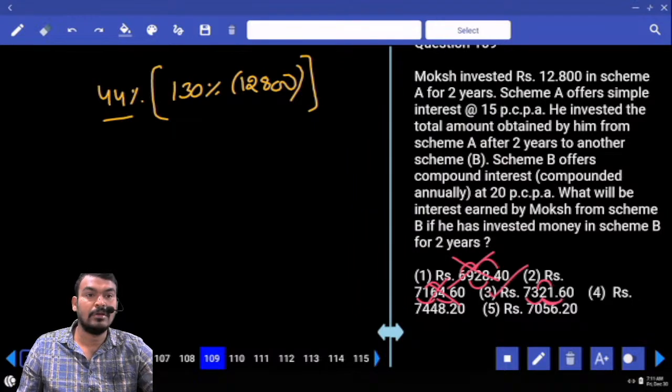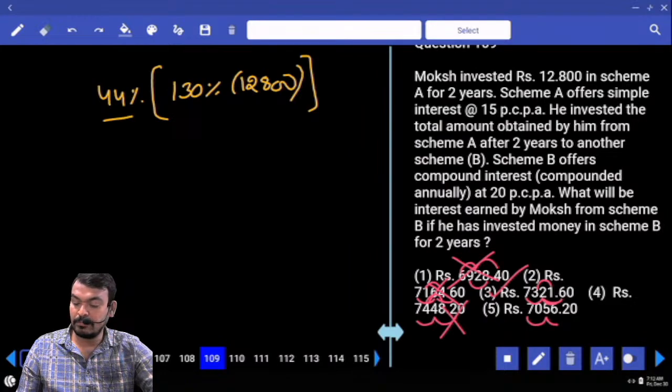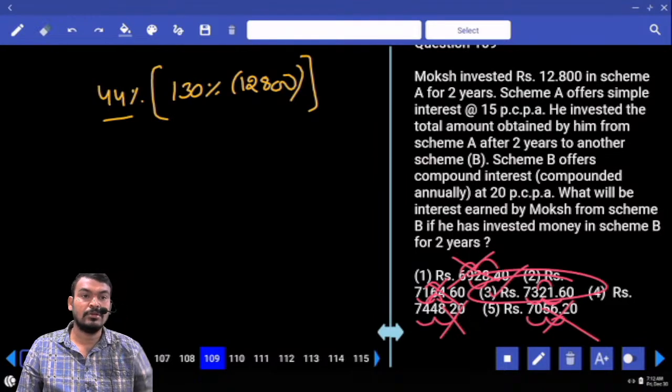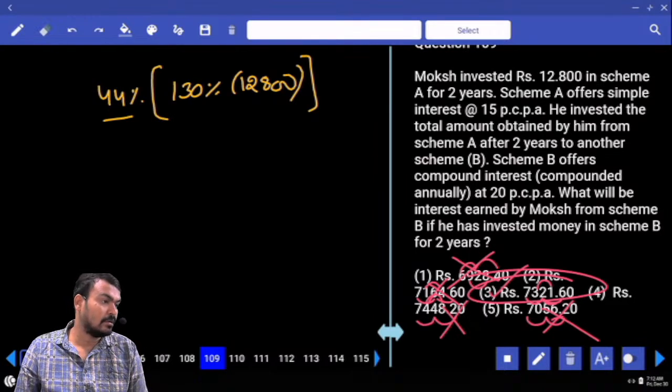It is a multiple of 11. Next, fourth option: 7 plus 4, 11 plus 2, 13. 4 plus 8, 12. No. Fifth option: 7 plus 5, 12 plus 2, 14 minus 6. No. Then the answer is the third option, 7321.60. Only one option is a multiple of 11.